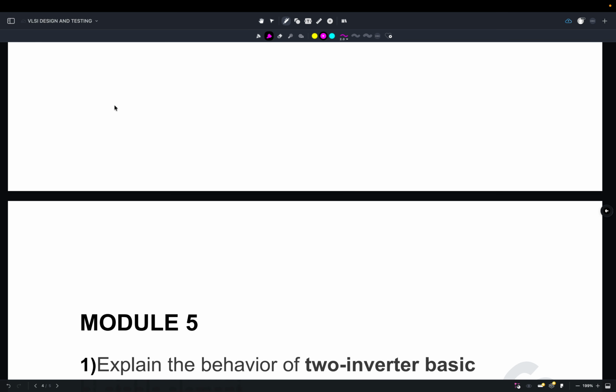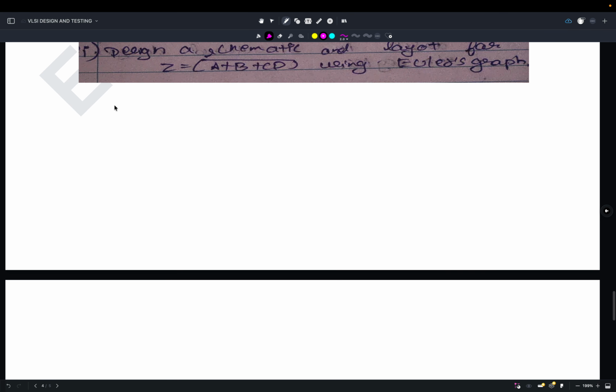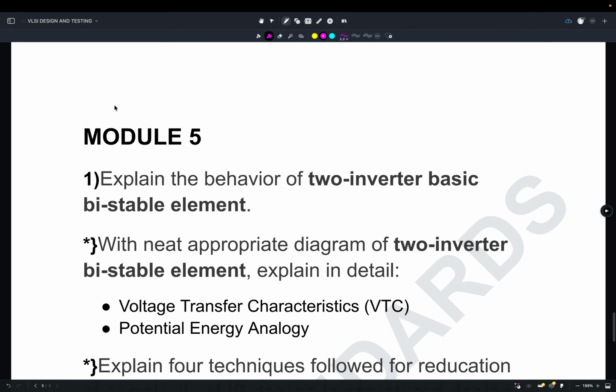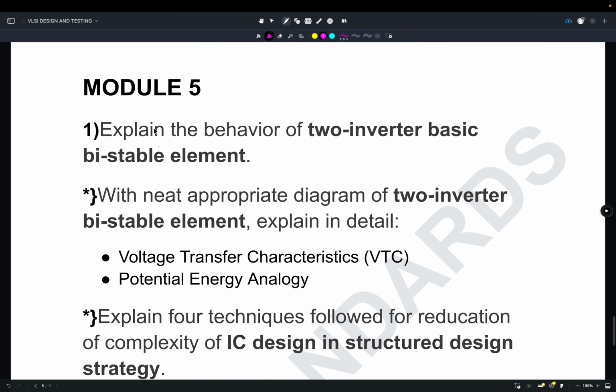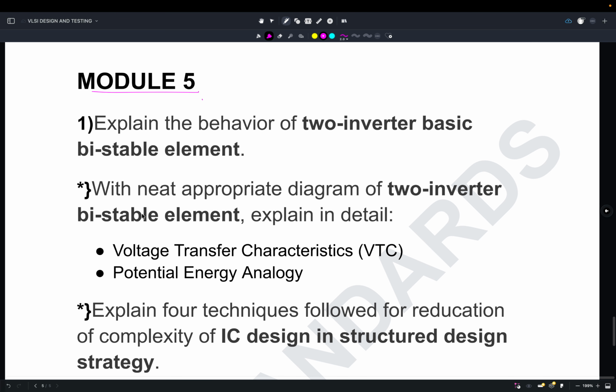In model 5, we are not explaining it in the regular videos, but okay, I will explain now. In model 5: explain the behavior of two-inverter bistable elements with an appropriate diagram, explain in detail the voltage transfer characteristics and potential energy analog. It's also a very important question in these three. And explain the four technologies of the traditional complexity of IC design, structured design strategies.